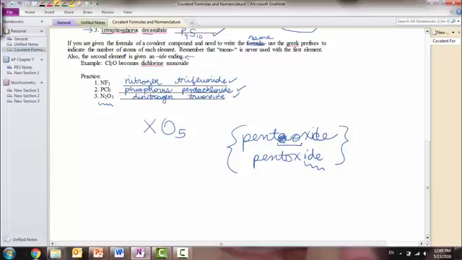Alright, so we're going to do a couple more examples. We are going to speed through them at my warp speed. So if you need to pause or stop it every now and then to take notes, go for it. And of course, as always, if you have any questions, feel free to leave a comment or ask your teacher. Alright, let's check out some examples.